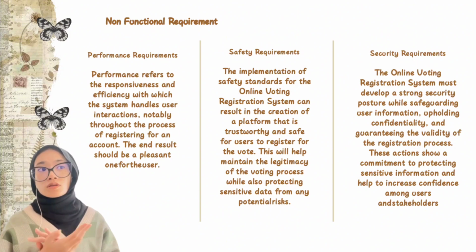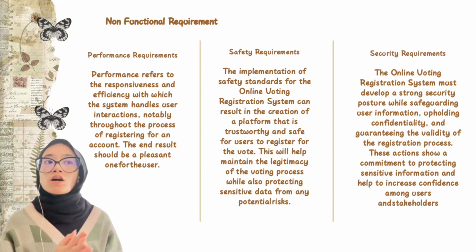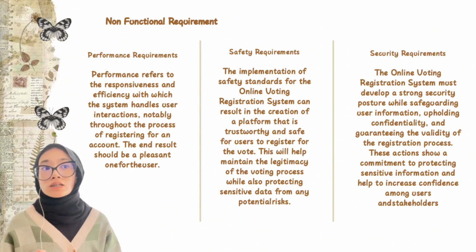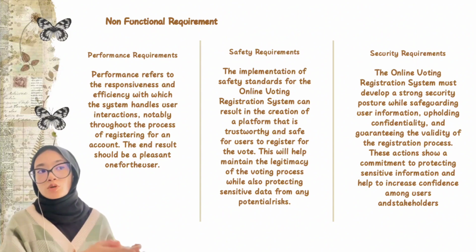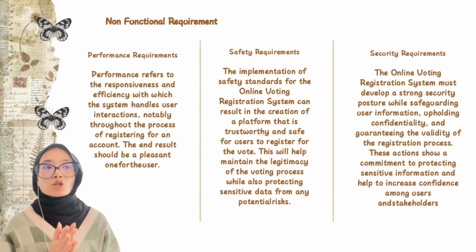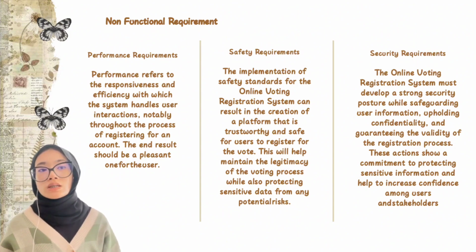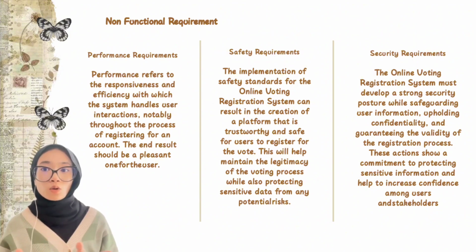Okay, the third non-functional requirement is the security requirement. The online voting registration system must develop a strong security posture while safeguarding user information, upholding confidentiality, and guaranteeing the validity of the registration process. These actions show a commitment to protecting sensitive information and help to increase confidence among users and stakeholders.